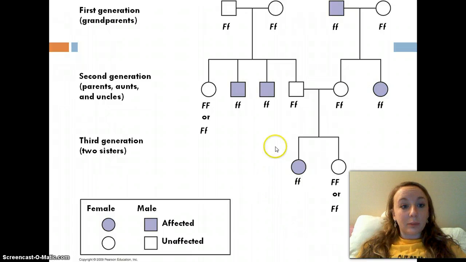And here's just another example. This is breaking it up, showing you the first generation parents, the second generation, and then the third generation. So once again, females are circles, males are squares. Affected individuals are going to be colored in.